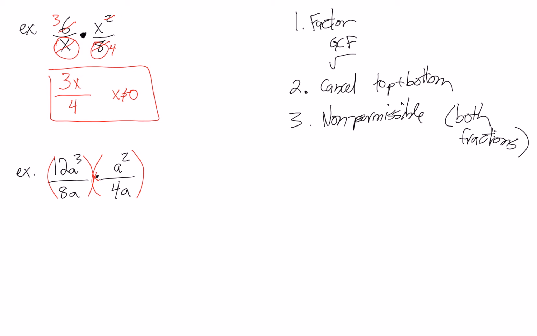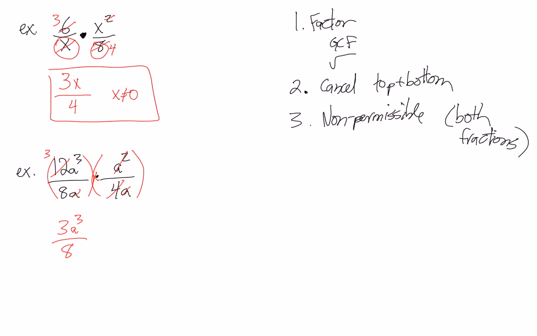Okay, so in this case we're ready to cancel. We can cancel a 4 on the bottom with a 4 on the top, so that would leave us with a 3. And we've got 1a on the bottom, 2 a's on the bottom, that'll cancel with the other 2 on the top. And that's as far as we can go. So our final answer should just be 3a cubed on the top and an 8 on the bottom.